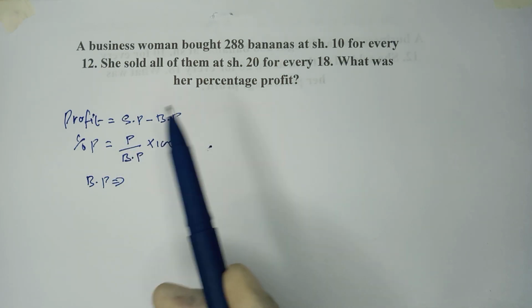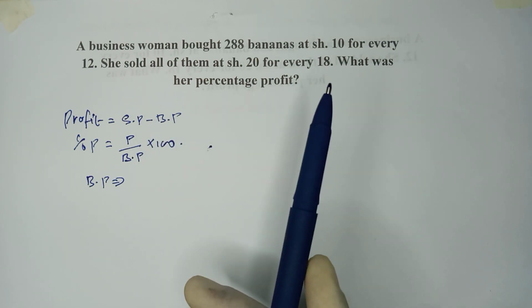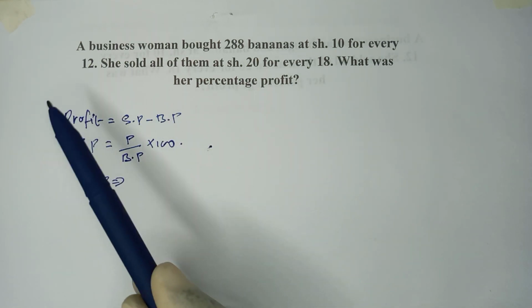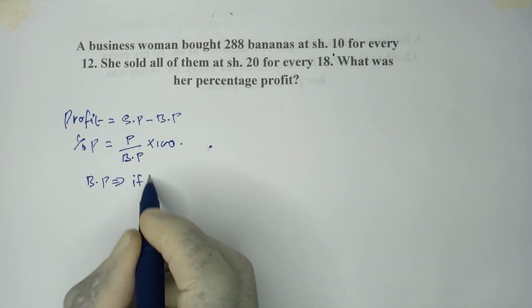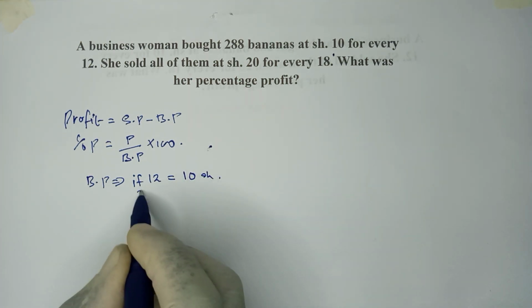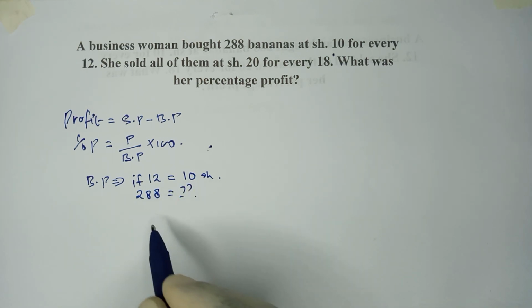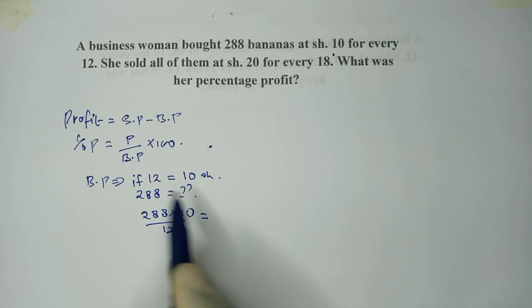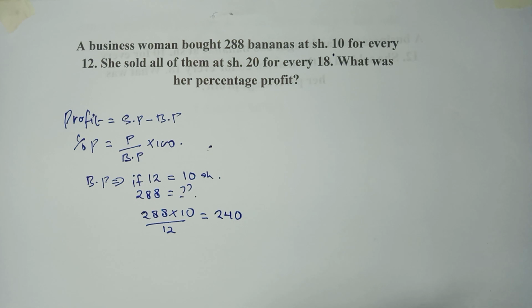So this woman is buying a total of 208 bananas, and for every 12 bananas she is getting them at 10 shillings. So we're going to say if 12 bananas, you are buying them at 10 shillings. What about 288? We'll buy them at what cost? 288 times 10 divided by 12. So if you do this one, you're supposed to get 240. That will be our buying price.